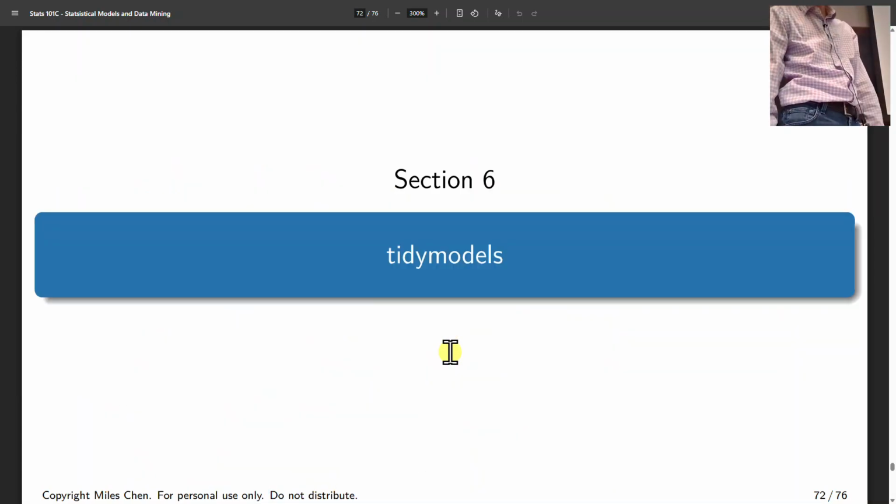All right, I've run out of time. I wanted to introduce tidy models. We'll get to that later.